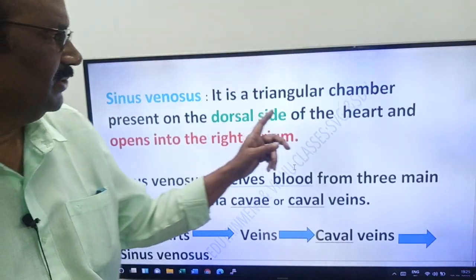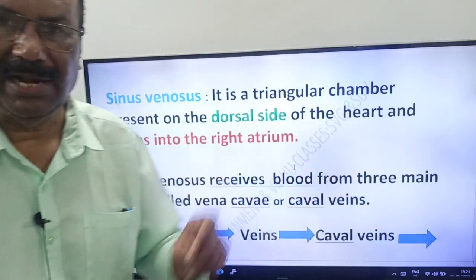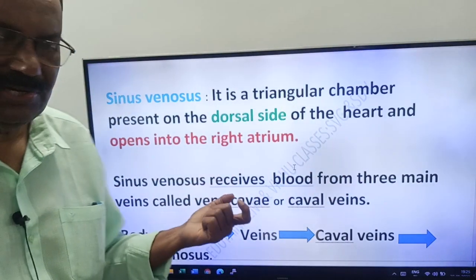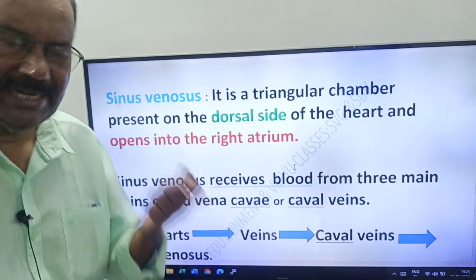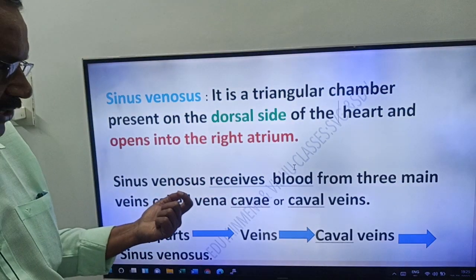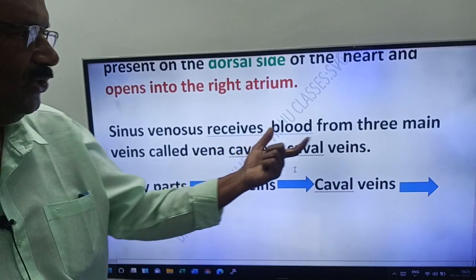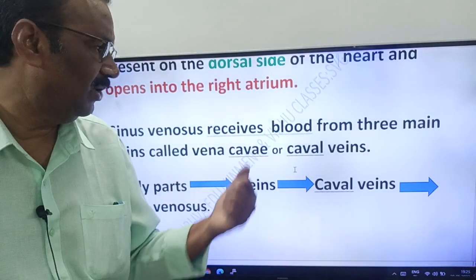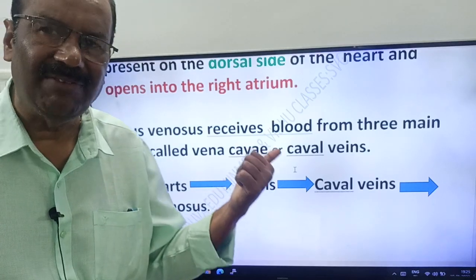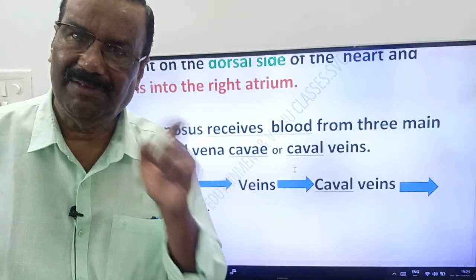see, sinus venosus is a triangular chamber. It is present on the dorsal side of the heart of frog. It opens into the right atrium. This sinus venosus receives blood from three main veins. These main veins are called what, friends? Vena cava or caval veins.